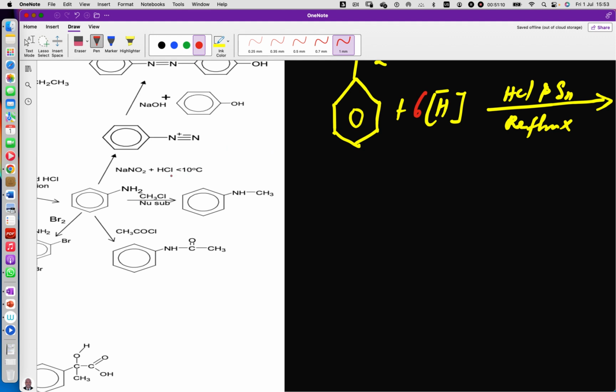There is a diazotization reaction where the phenylamine will react with nitrous acid, with sodium nitrite and hydrochloric acid at a temperature of less than 10 degrees Celsius. And when that happens, it forms a diazonium salt. This is diazotization, to form the diazonium salt.